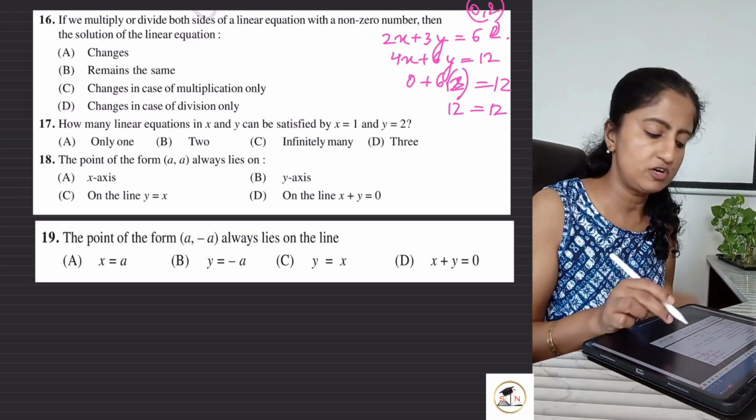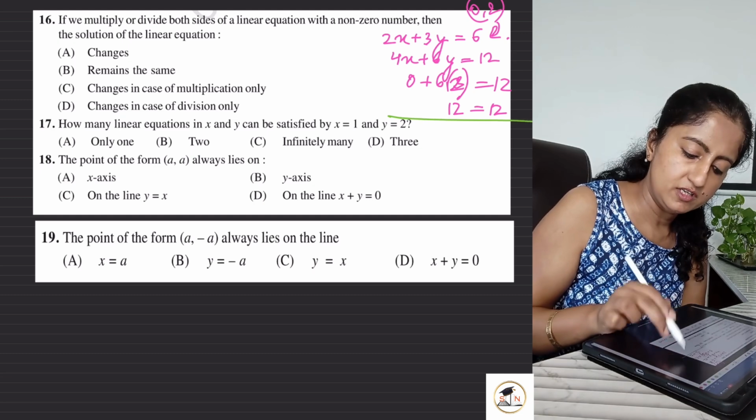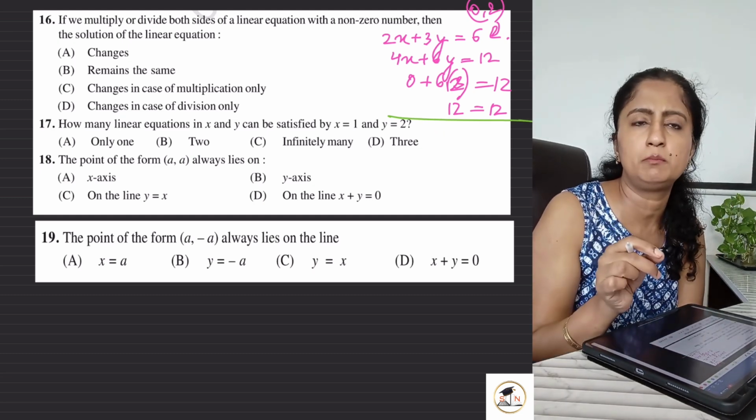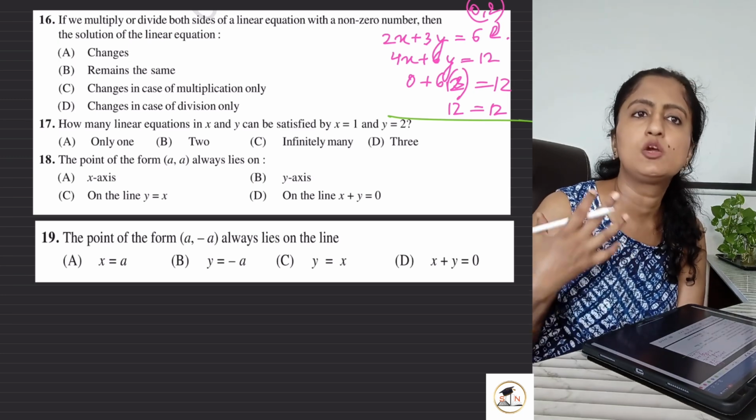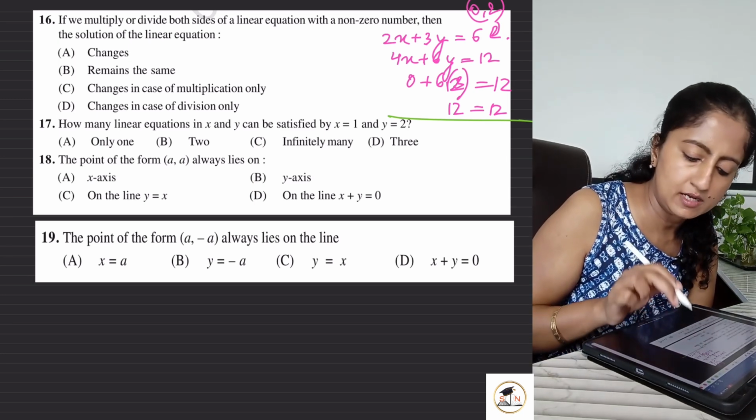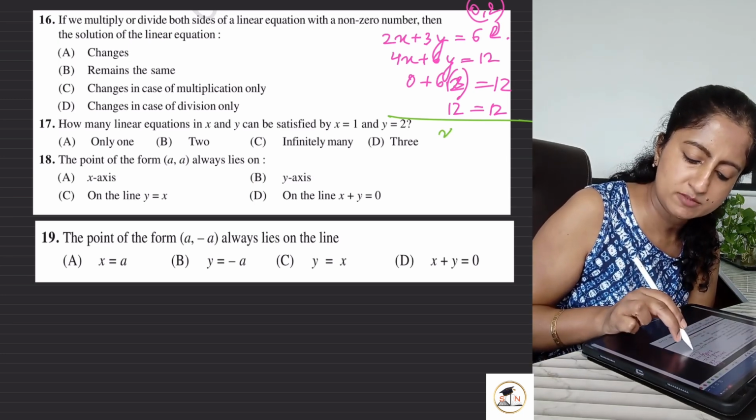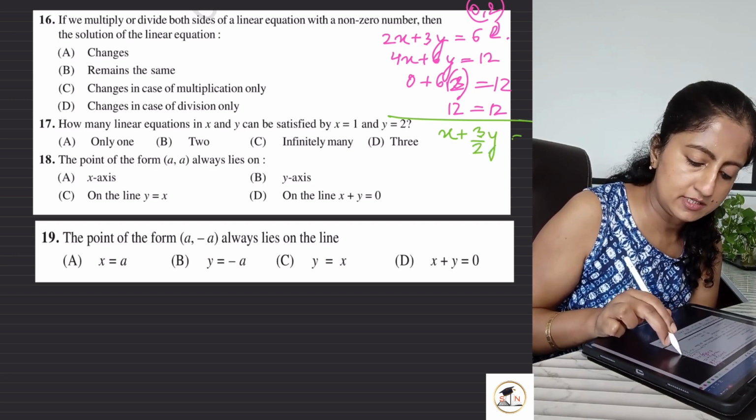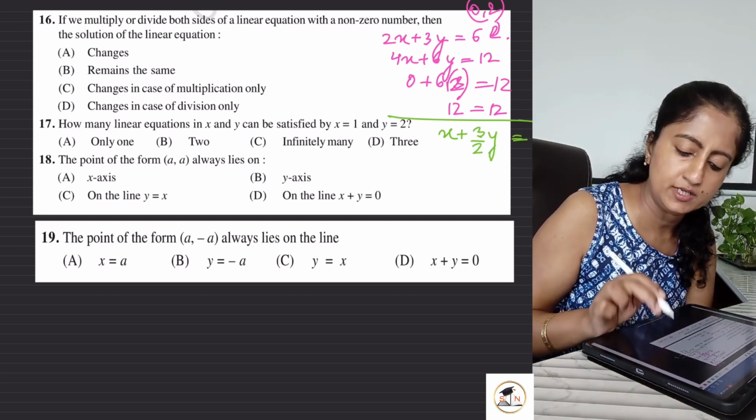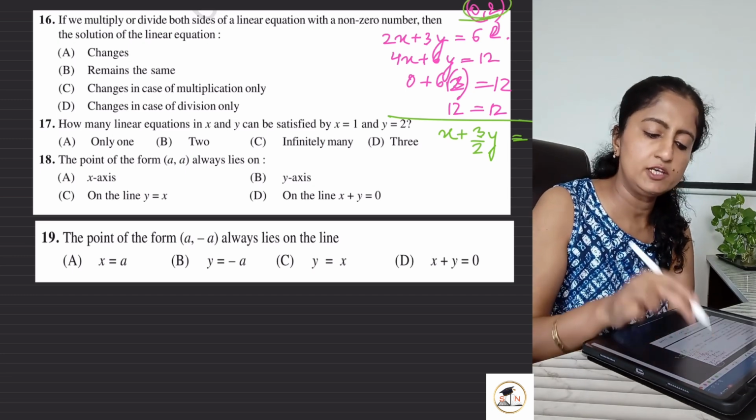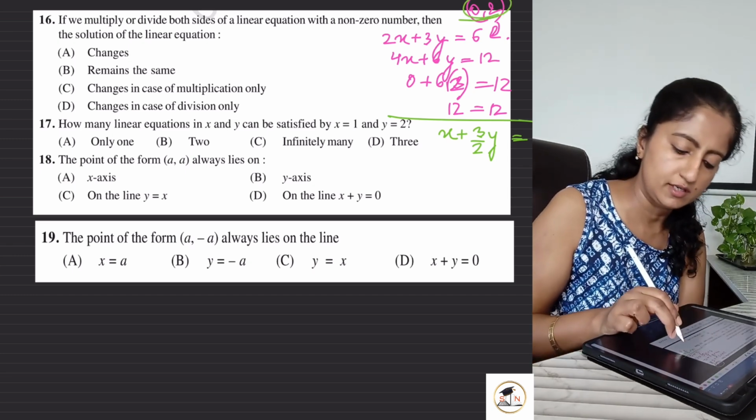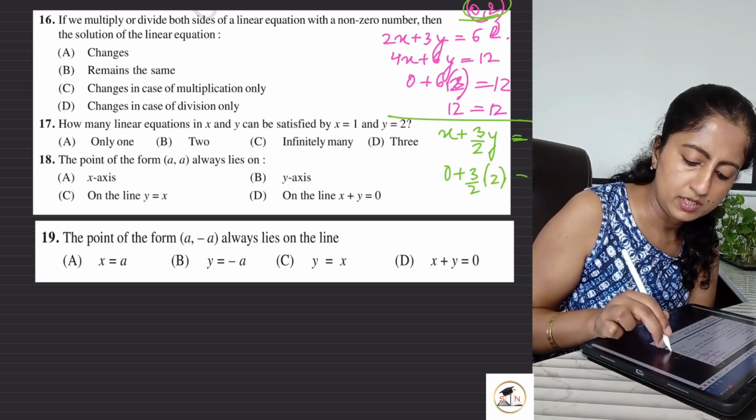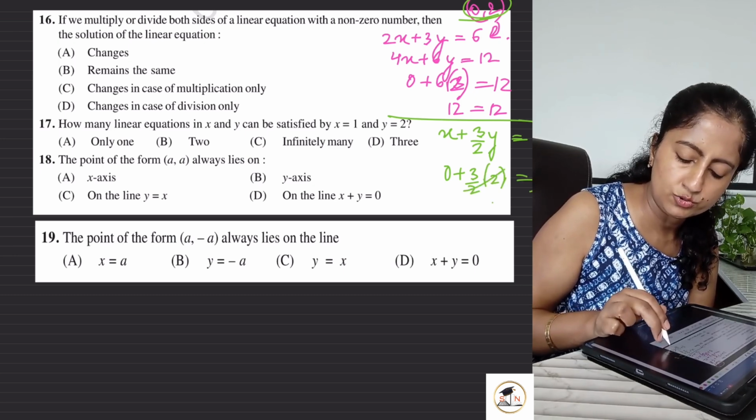Now let's see for division also. So what do we get in division? I am dividing by 2. I'm keeping it a smaller number so that you understand it quickly. So if we divide 2x by 2, it becomes x, then 3y/2, and 6 is on the other side, so it will become 3 again. Now let's substitute the same value 0. So 0 plus 3/2 into 2 equals 3. 2 cancels.